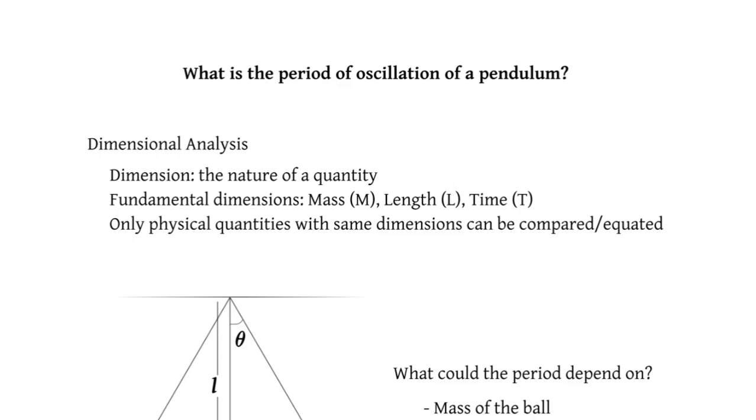In physics, dimension refers to the nature of a quantity. For example, the nature of the height of a person or the distance traveled by a car is that of length. Similarly, the nature of the period of a pendulum is that of time, right?